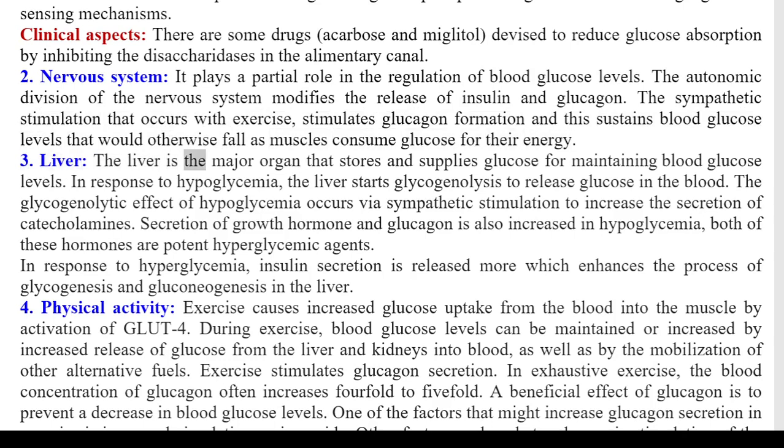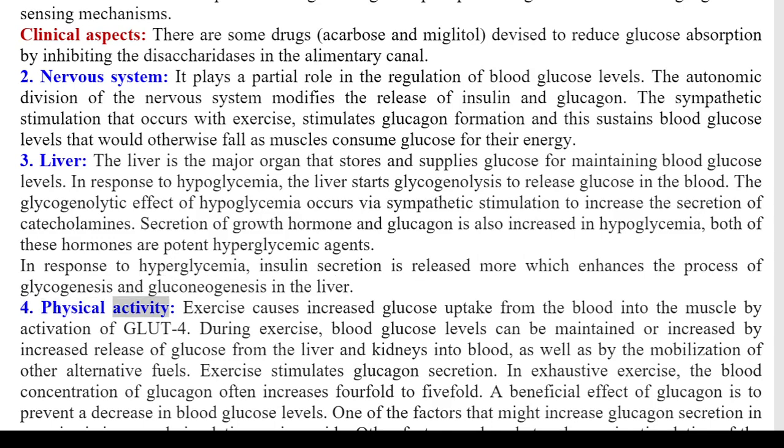3. Liver. The liver is the major organ that stores and supplies glucose for maintaining blood glucose levels. In response to hypoglycemia, the liver starts glycogenolysis to release glucose in the blood. The glycogenolytic effect of hypoglycemia occurs via sympathetic stimulation to increase the secretion of catecholamines. Secretion of growth hormone and glucagon is also increased in hypoglycemia. Both of these hormones are potent hyperglycemic agents. In response to hyperglycemia, more insulin is released, which enhances the process of glycogenesis and gluconeogenesis in the liver.